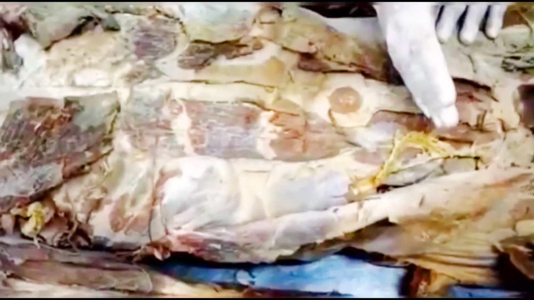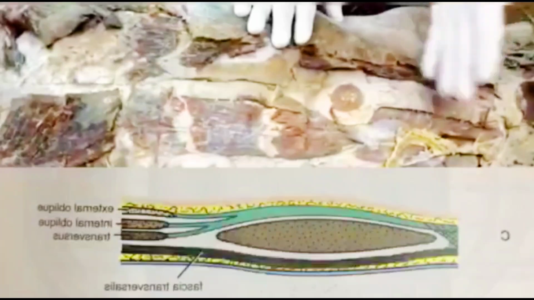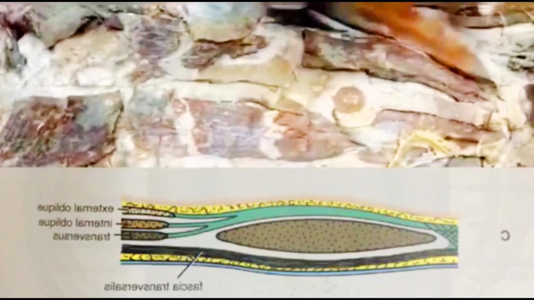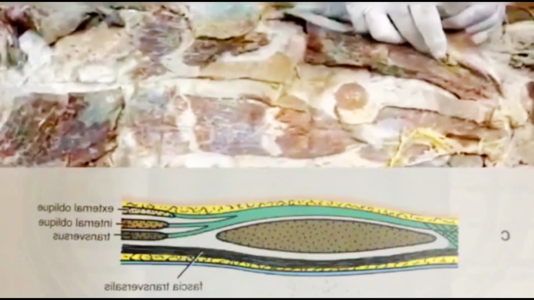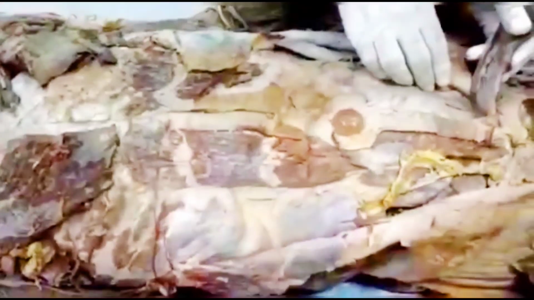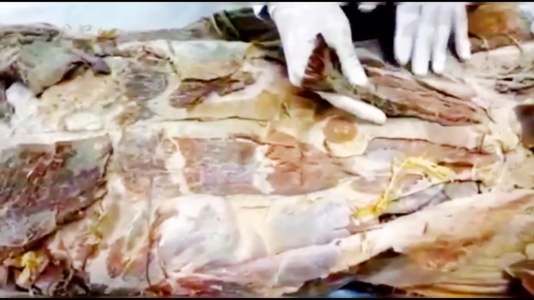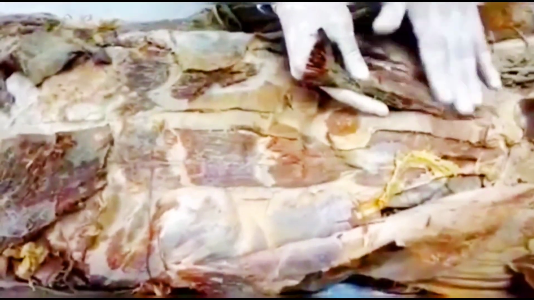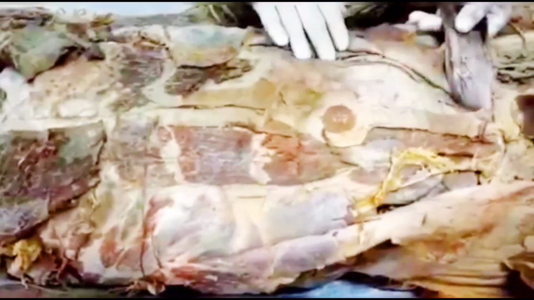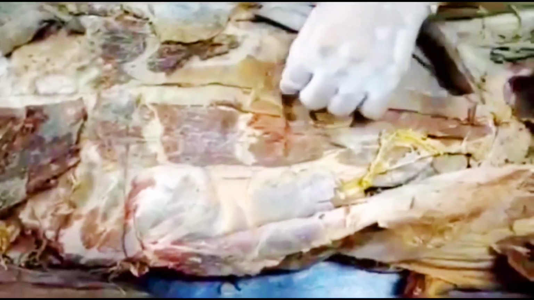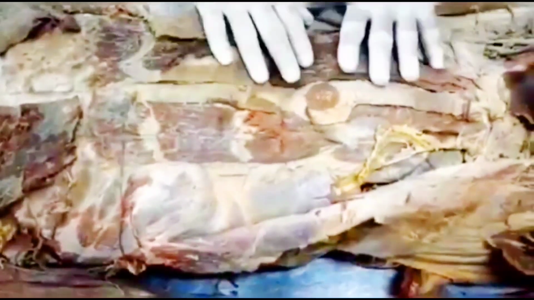Now the disposition of the rectus sheath below the arcuate line. Below the arcuate line, the aponeuroses of the external oblique, the internal oblique, and the transversus abdominis all go in front of the rectus muscle. So behind, the rectus muscle here lies over the fascia transversalis.